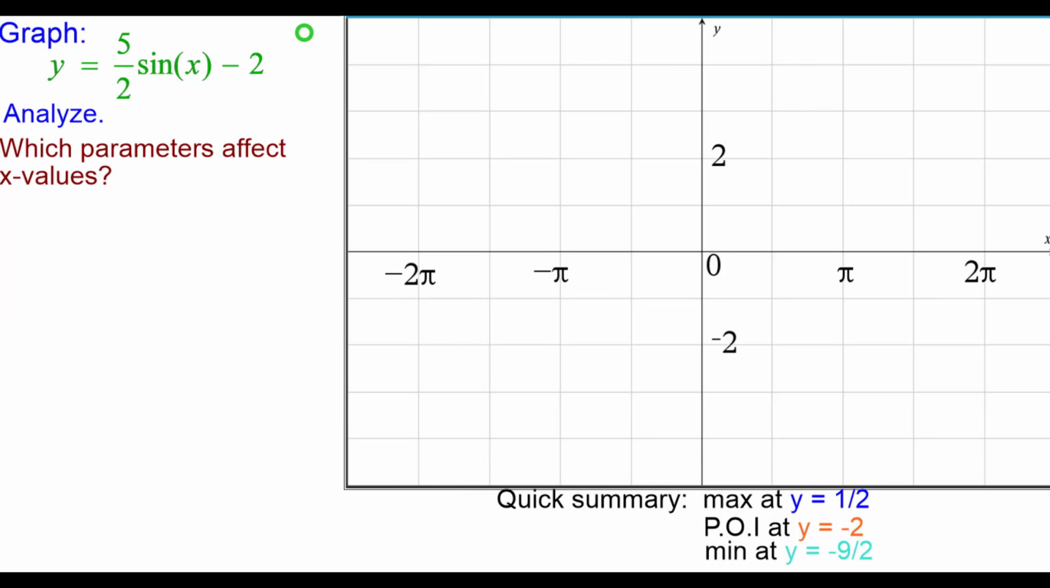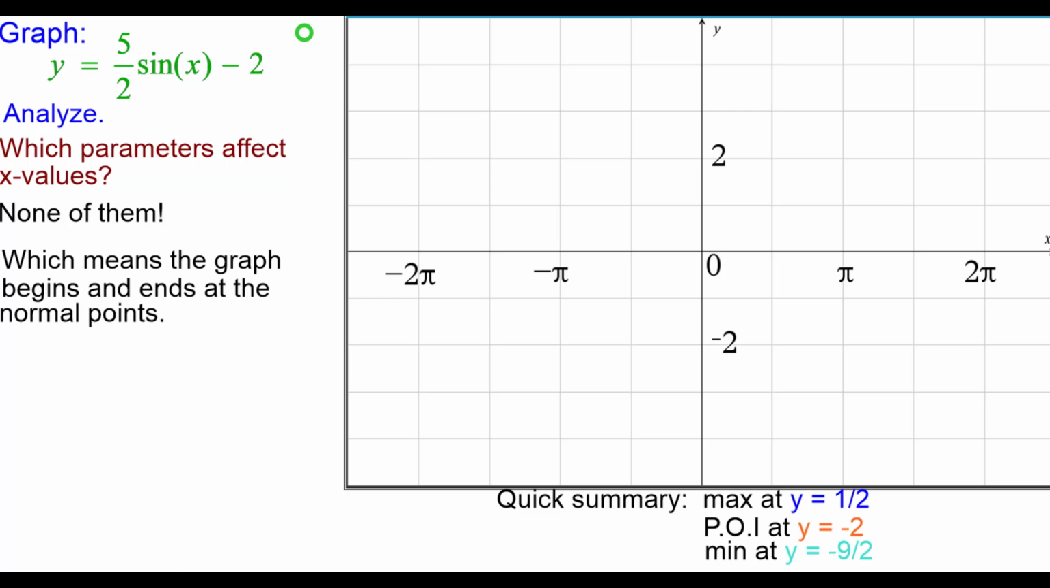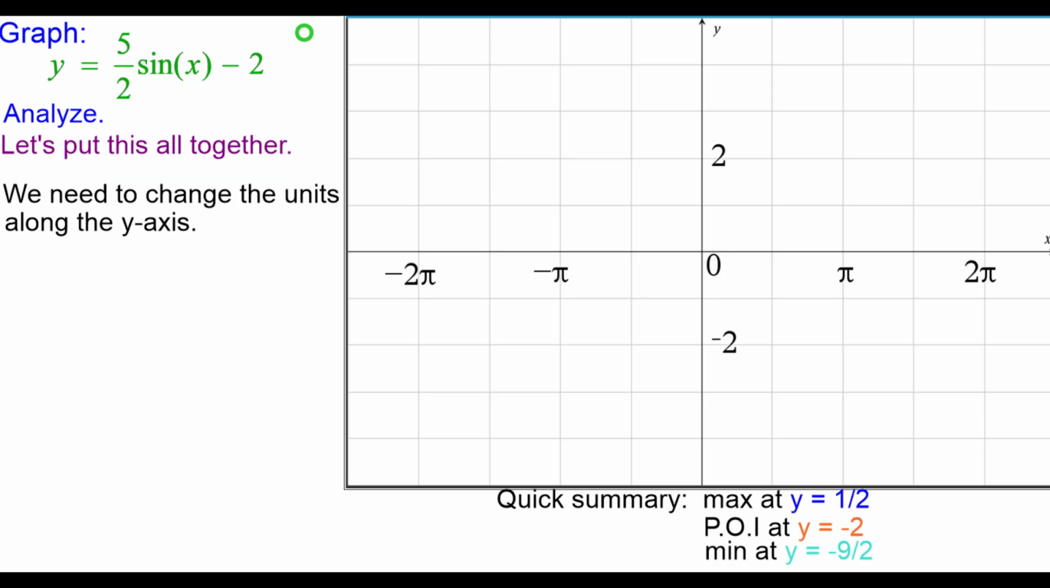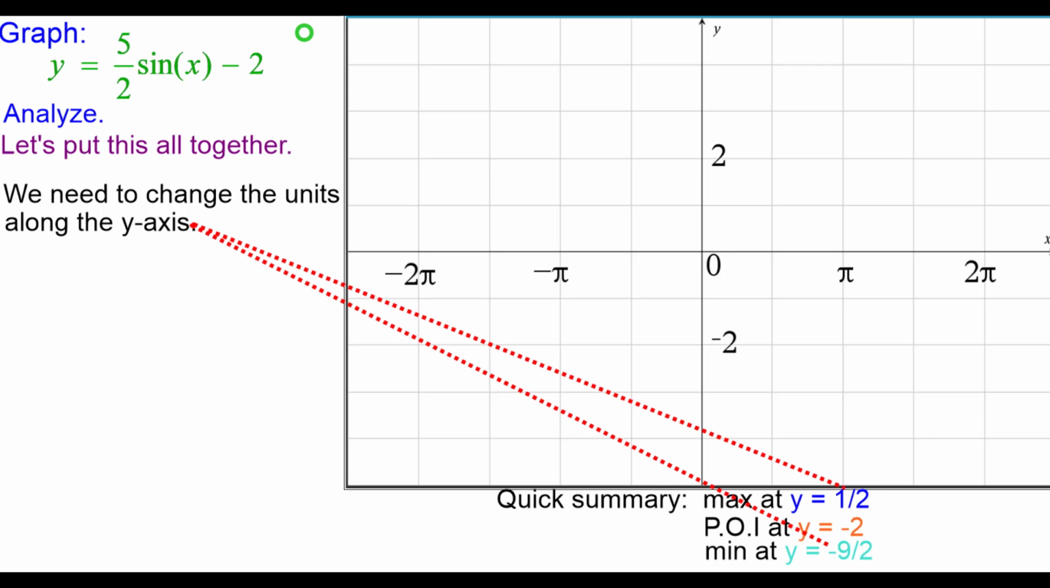So which parameters affect the x values? And it turns out none of them do, which means the graph begins and ends at the normal points, 0 and 2 pi. So let's put all this together. We are going to need to change the units along the y-axis to take into consideration the max and min in the units.